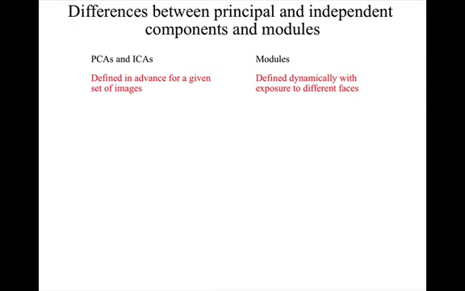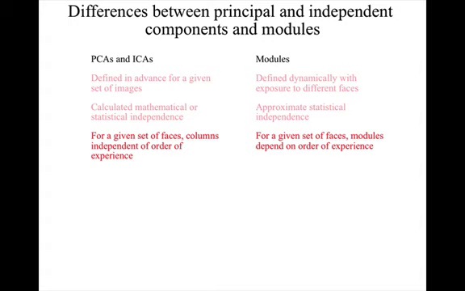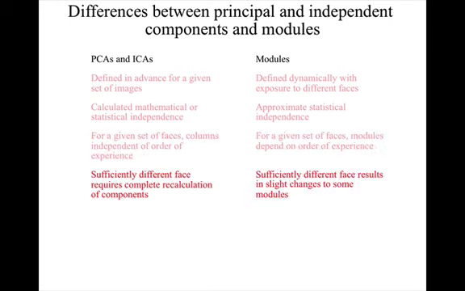The key difference is that the principal and independent components are calculated in advance from a set of reference images. They don't change gradually with experience, and that limits their ability to cope with novel images. Because of the way they're defined, receptive fields are relatively, but not precisely, independent in a statistical sense. Mathematical and statistical components are calculated for a particular set of faces. You'll always get the same set of eigenfaces from the same set of faces, while receptive fields will differ depending on the order in which the faces are experienced.